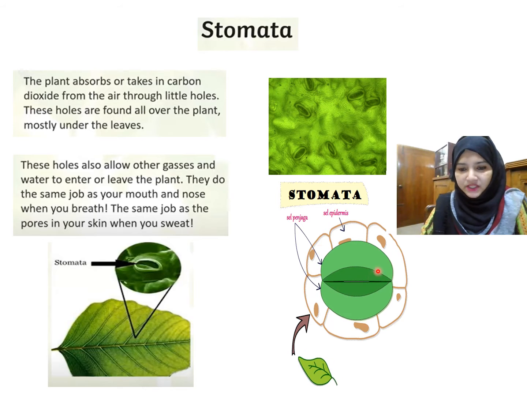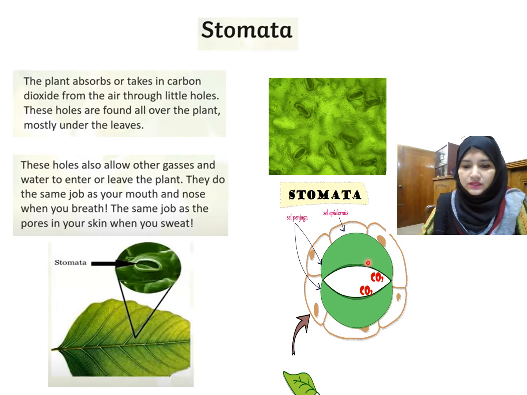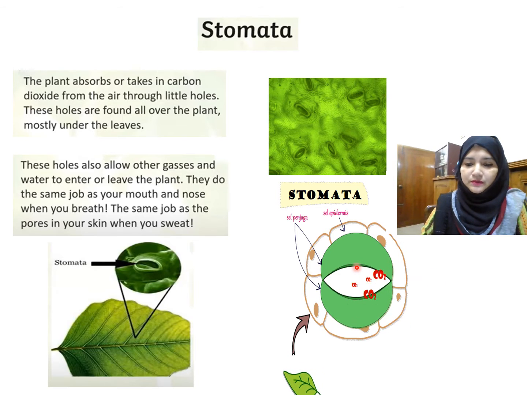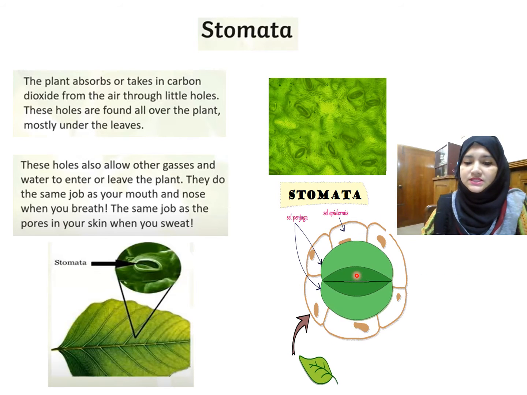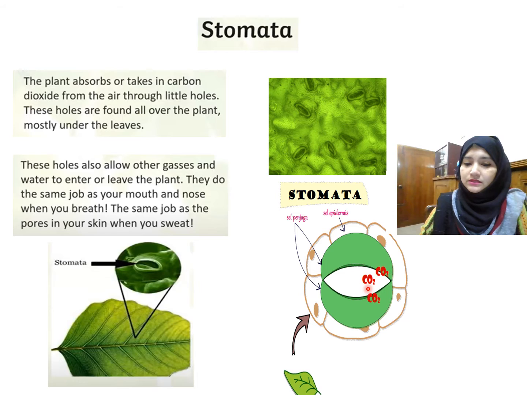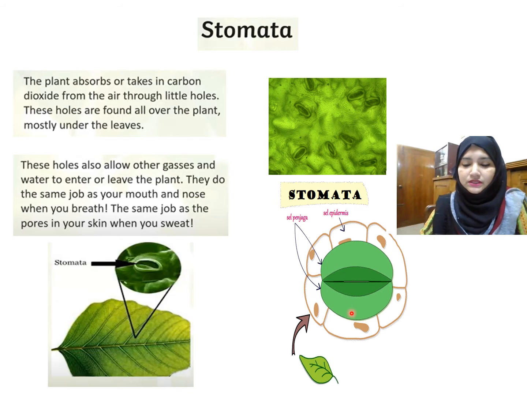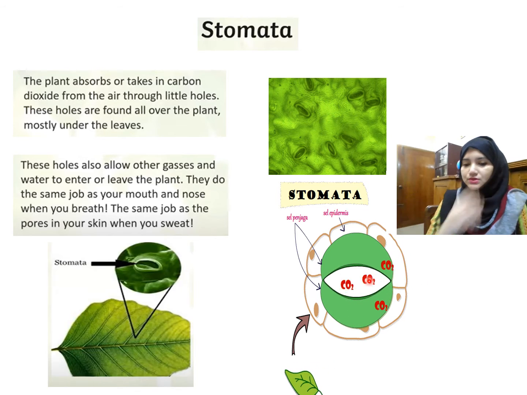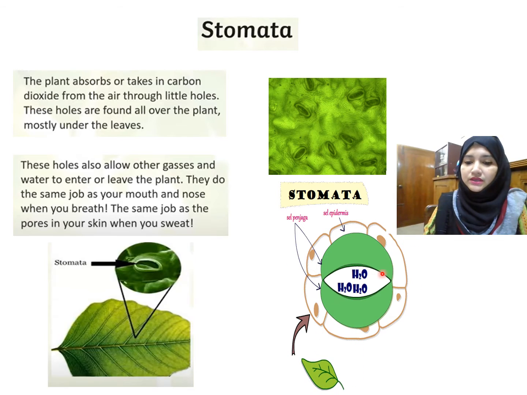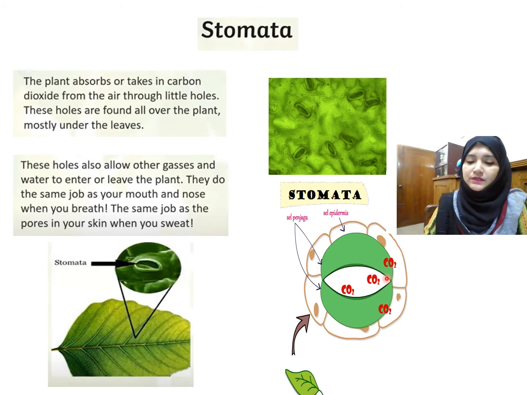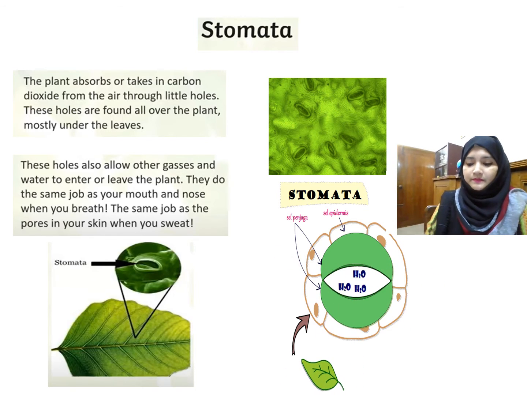Look at this animated picture. You can see here, during photosynthesis, carbon dioxide gas is taken in by plants through these holes. Also, during the respiration process, carbon dioxide gas is given out and oxygen is taken in through these stomata. And during transpiration, water molecules in vapor form are given out from the plant leaves through these stomata.